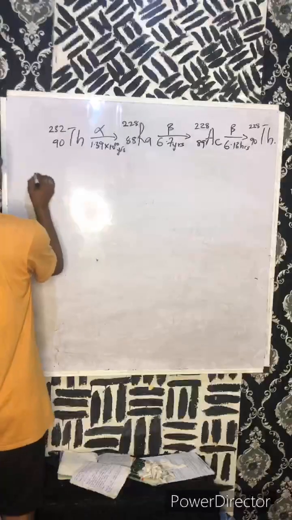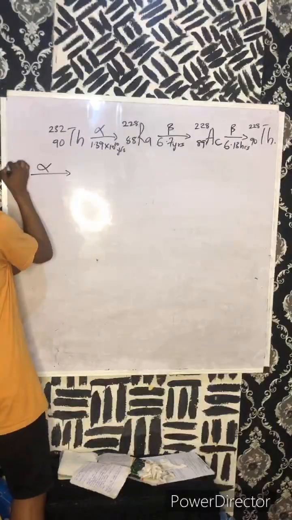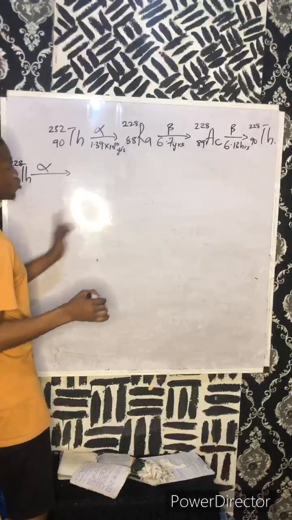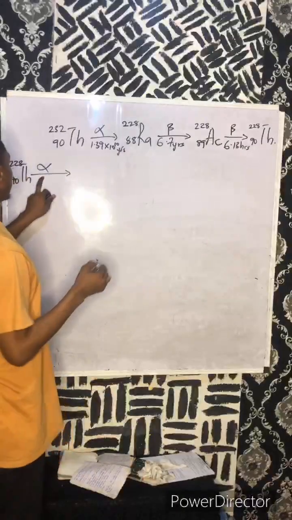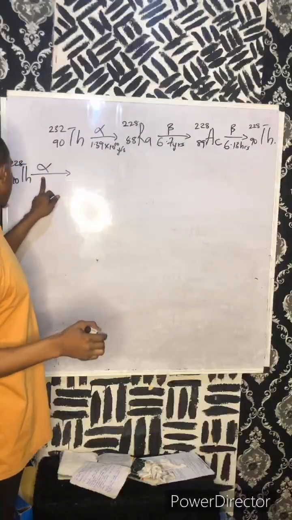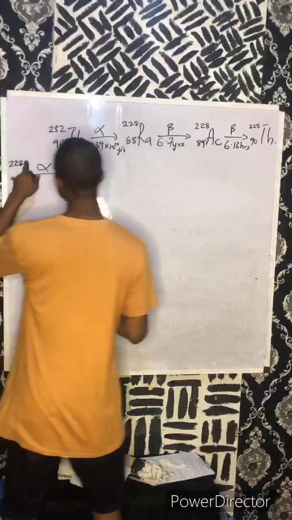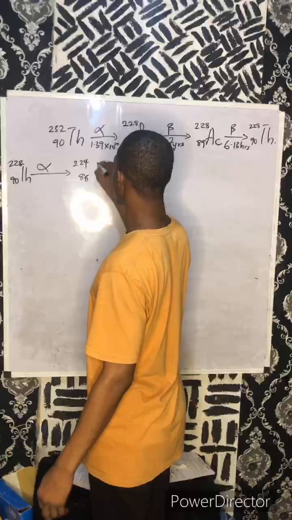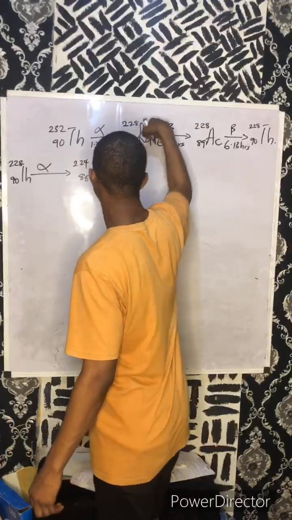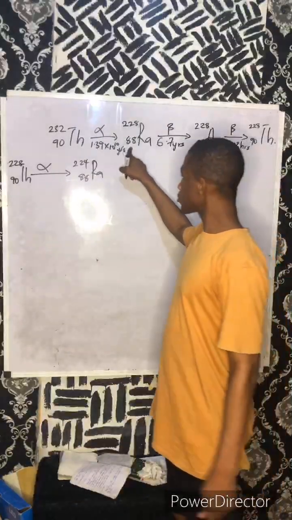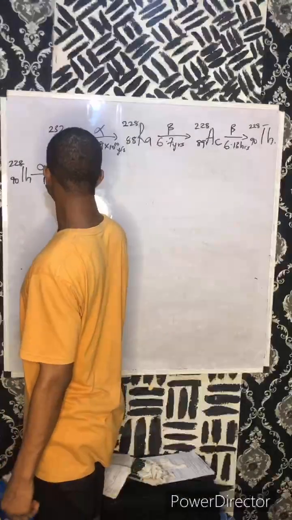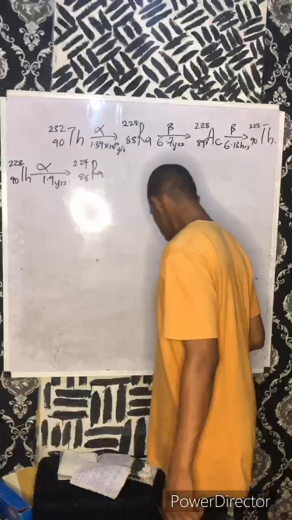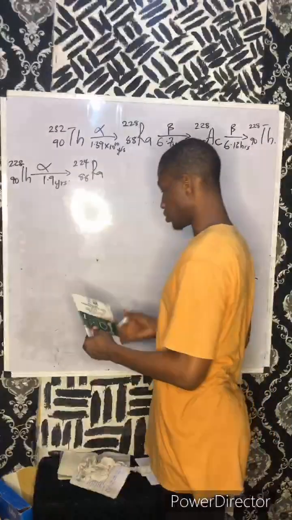So from there, we will have another alpha emission, from 228 90 thorium. Alpha means we are subtracting 4 from up, 2 from down. So 228 minus 4 is 224, 90 minus 2 is 88, which is radium. As you can see, we're back to 88 radium. And this happens for about 1.9 years.